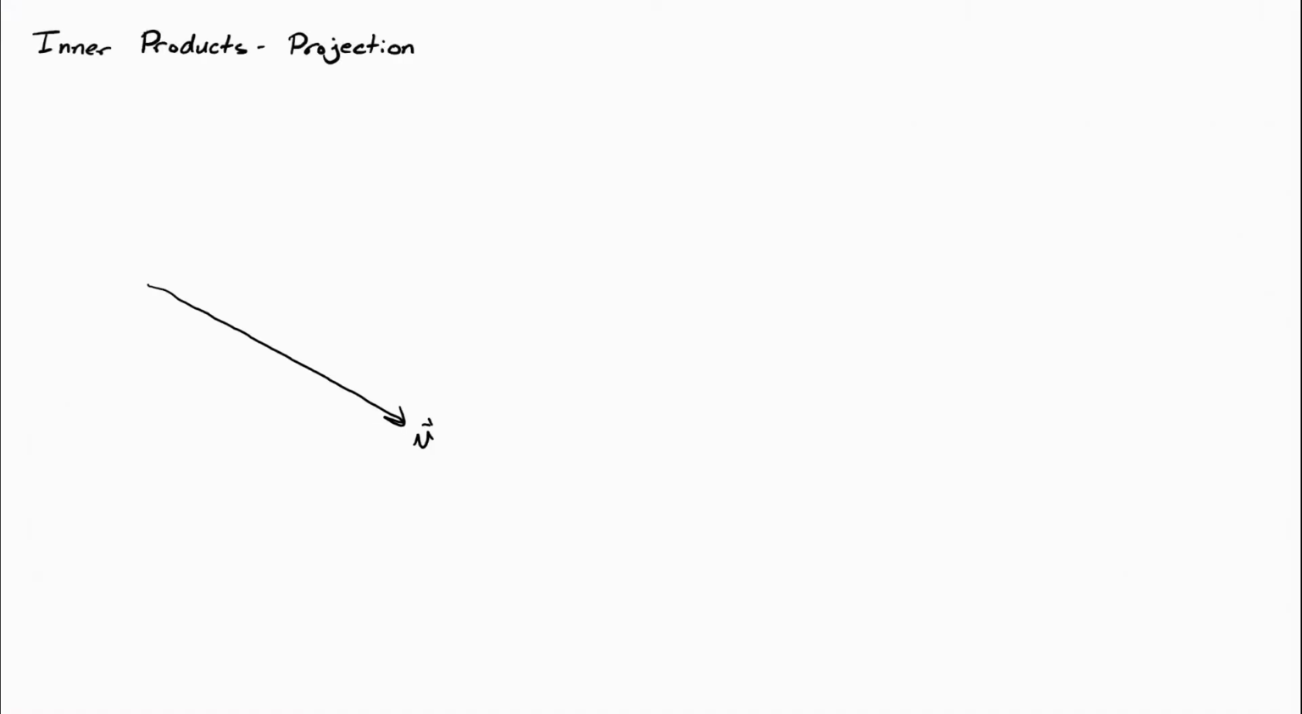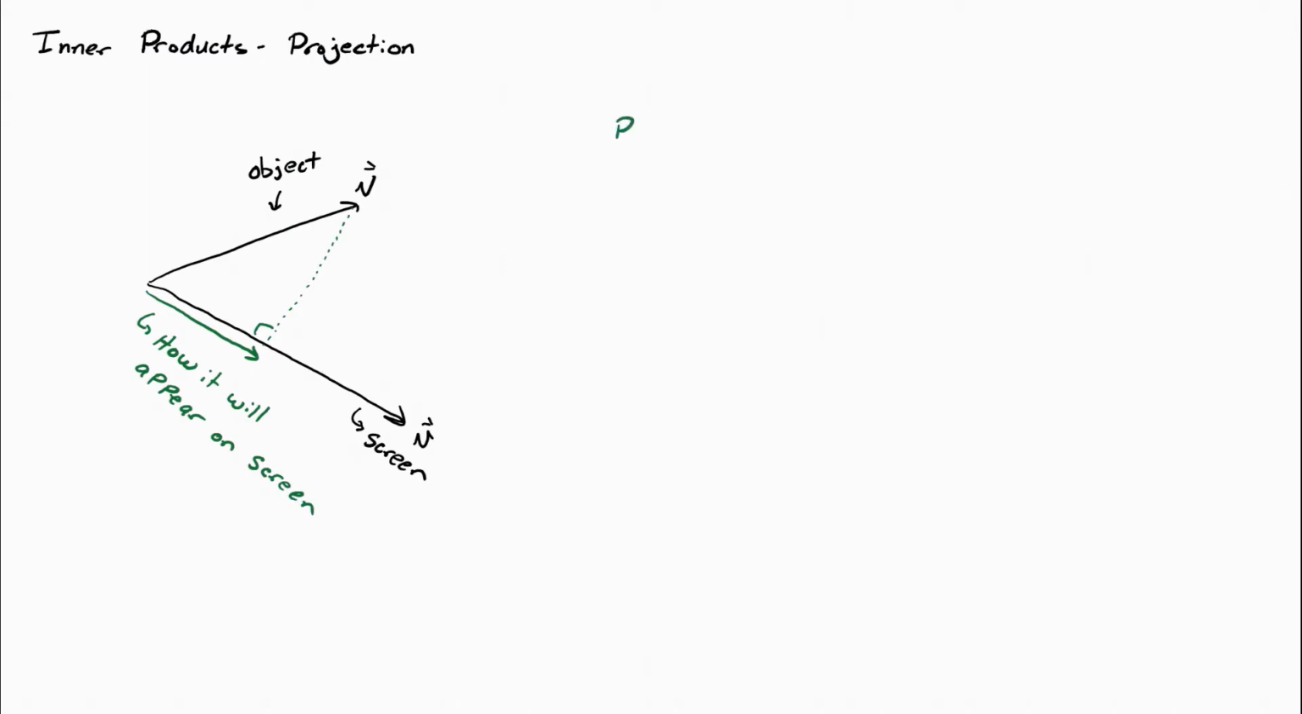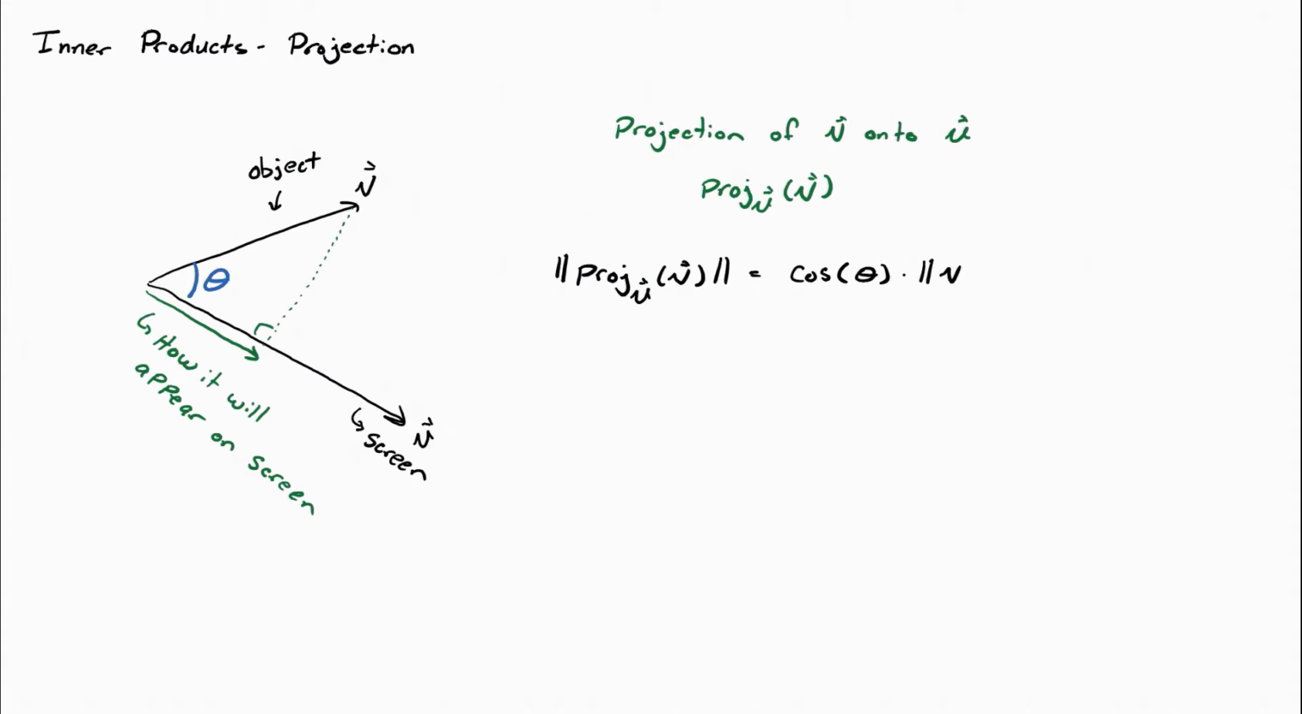Say that the vector u is our screen and v is the object. If we're looking at the screen, v will look this long. This vector is called the projection of v onto u and is denoted like this. Let's start by finding the length of this vector. The length of the projection will be the cosine of the angle between them times the length of v.